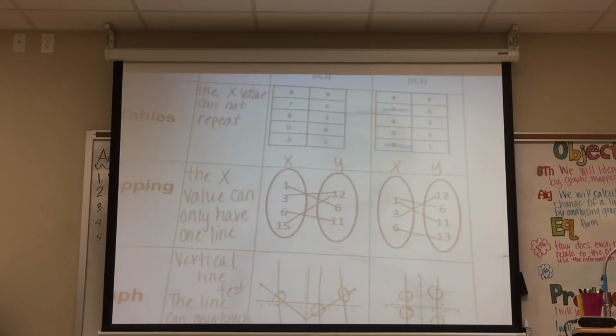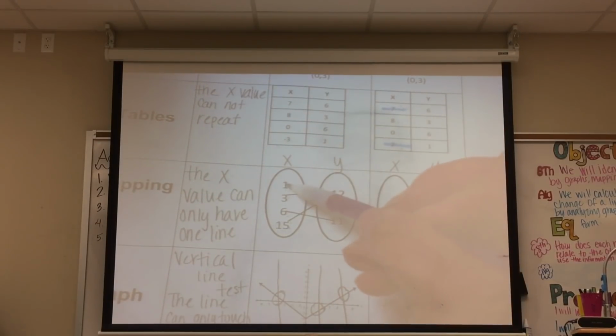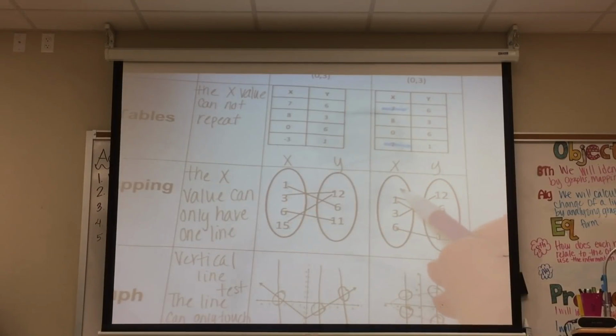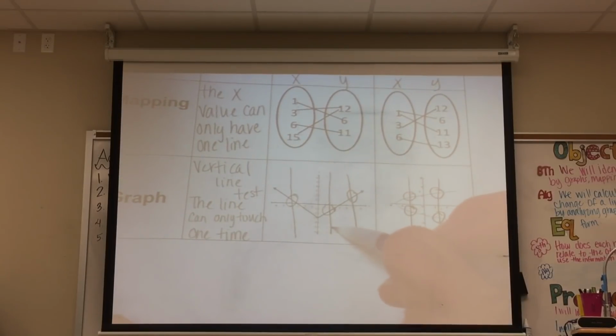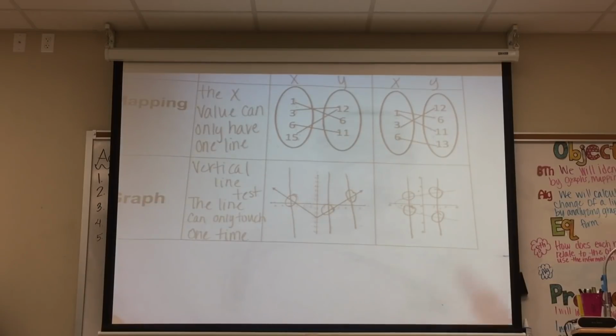When it comes to mapping, mapping can only have one line coming from the number. This one is not a function because 1 has 2 lines coming from it. When you're looking at graphs and vertical line tests, your vertical line that touches the graph can only touch the graph one time. If it touches more than once, that is what makes it not a function.